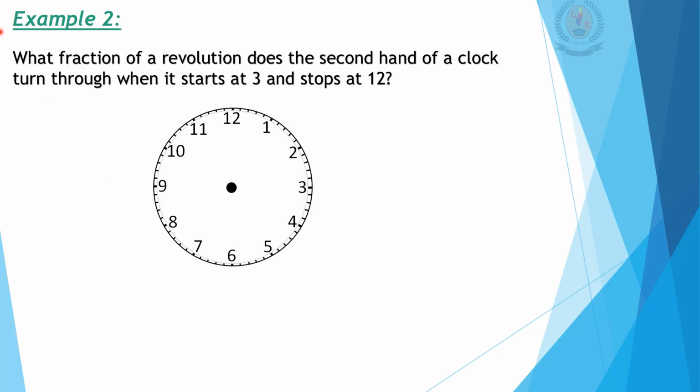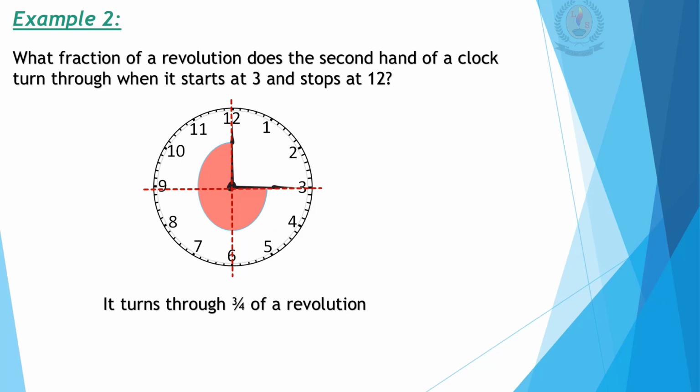Let's look at another example. What fraction of a revolution does the second hand of a clock turn through when it starts at 3 and stops at 12? Starts at 3 and stops at 12. We look at the part of the whole from 3 to 12. Yes, there we can see some number of quarters. Shall we count? 1, 2, 3. Yes, the fraction of the revolution is 3 quarters.